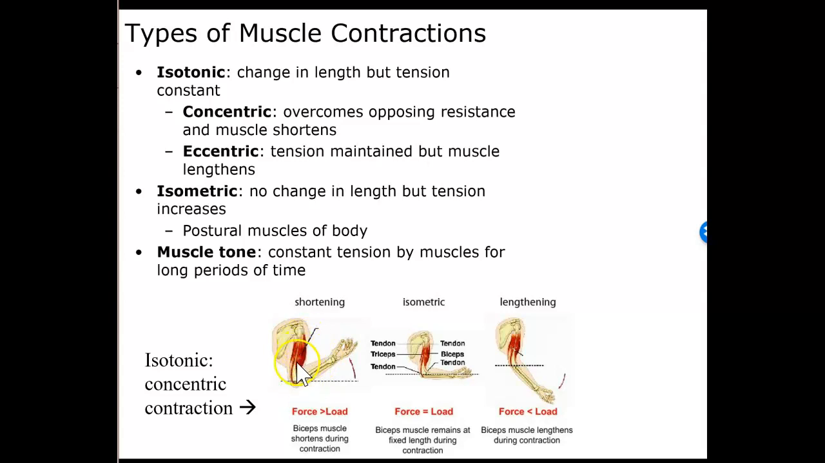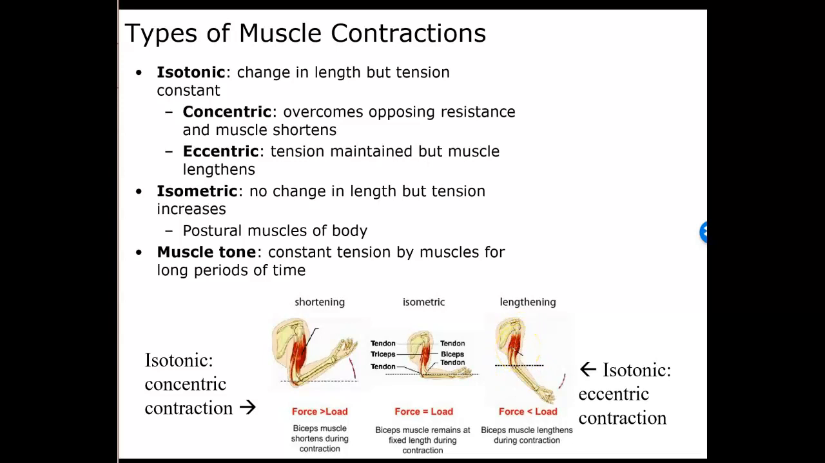So in this case, we have our biceps brachii. Let's just imagine we have a weight in this hand. We're overcoming that resistance and the muscle is shortening or contracting. Whereas eccentric contraction is when tension is maintained, but our muscle is lengthening, and we have to have this take place in order for our biceps, the agonist, to contract.